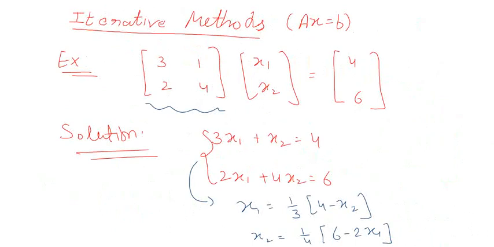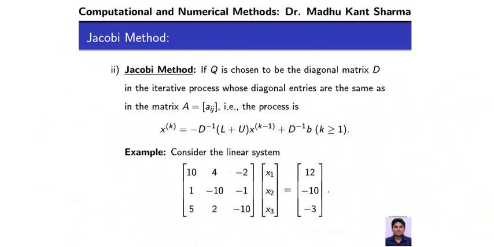You can see A11 is greater than or equal to the sum of the other row elements in magnitude. So 3 is greater than or equal to 1, and in the second row A22 is greater than or equal to A21, okay, 2. Note that this is a sufficient condition for the convergence of iterative methods.